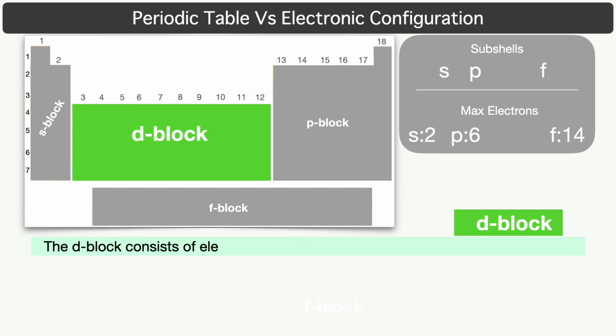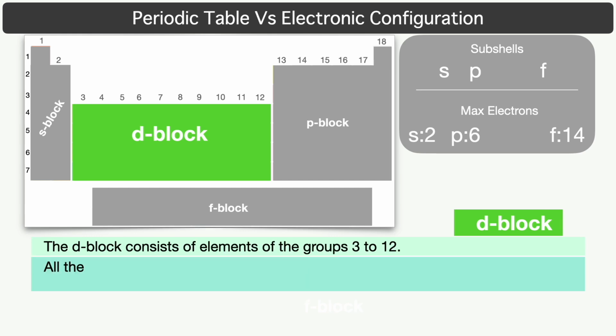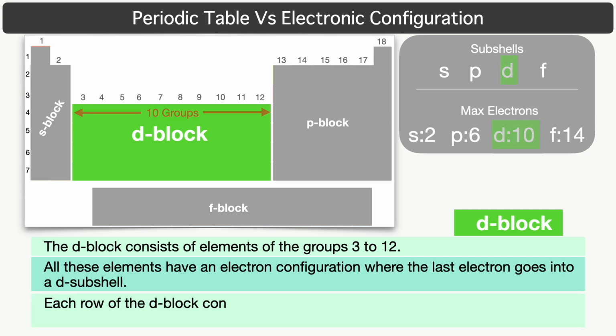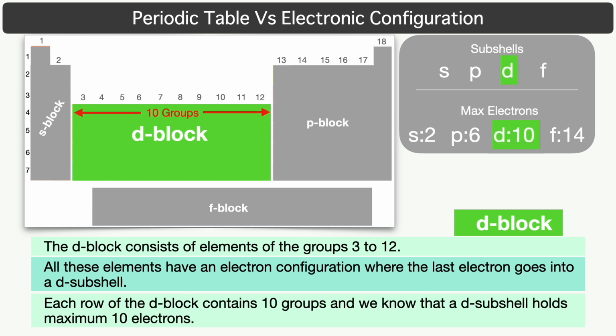The D block consists of elements of the groups 3 to 12. All these elements have an electron configuration where the last electron goes into a D subshell. Each row of the D block contains 10 groups, and we know that a D subshell holds maximum 10 electrons.